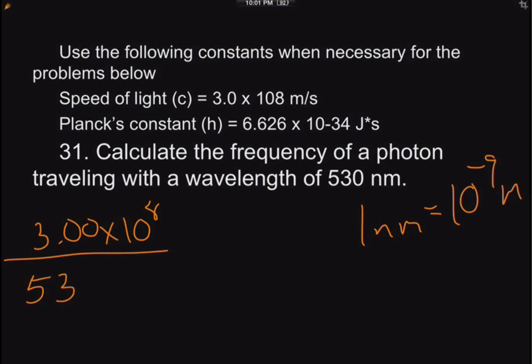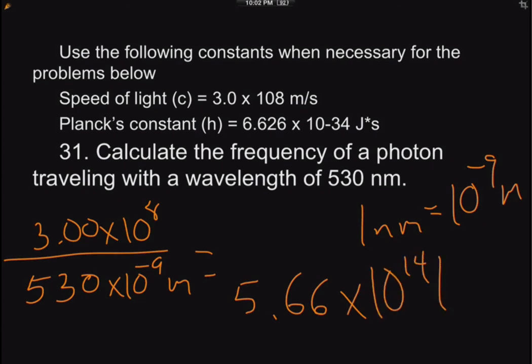But the easy thing is, when you're talking about nanometers, you can just say 530 times 10 to the negative 9th meters, and that converts it to meters just by putting the 10 to the negative 9th there. So when I do that out, I end up with 5.66 times 10 to the 14th hertz.